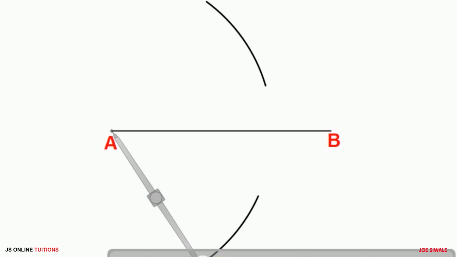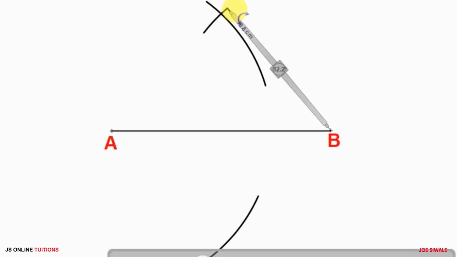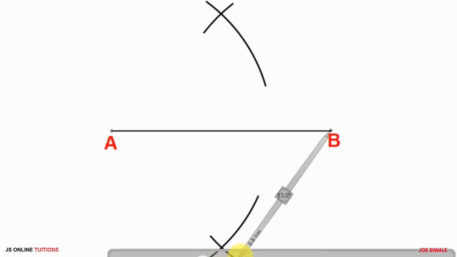Then after you do that, without changing the radius, you're going to put your compass on point B and you're going to draw an arc above line AB to cut the first arc that you had drawn using point A. Then you're going to do the same. You're going to draw an arc below line AB using point B so that it can cut the first arc.